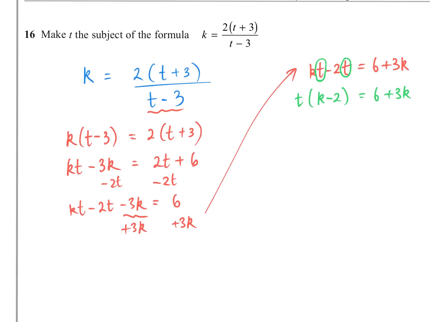And now all I have to do is divide both sides by k minus 2, because this is a timesing relationship here. So that will leave me with t is equal to 6 plus 3k over k minus 2. Or you could say that's equivalent to 3k plus 6 over k minus 2, or even still you can take out 3 if you want as well.